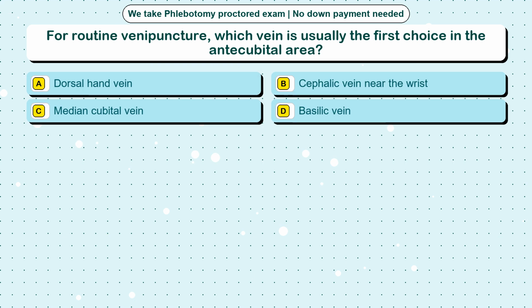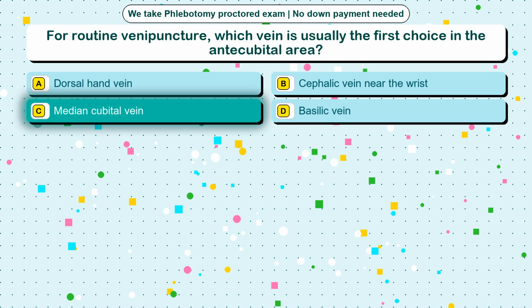Question 97. For routine venipuncture, which vein is usually the first choice in the antecubital area? Option A. Dorsal hand vein. Option B. Cephalic vein near the wrist. Option C. Median cubital vein. Option D. Basilic vein. The correct answer is option C.